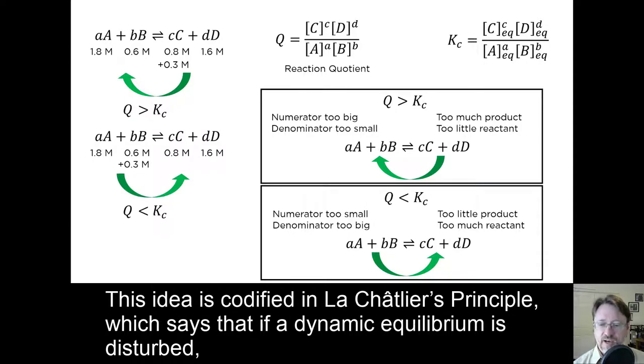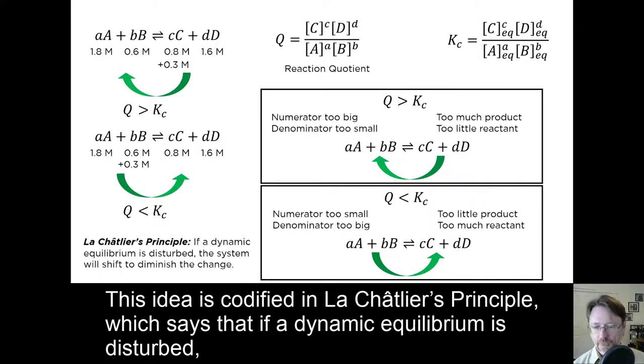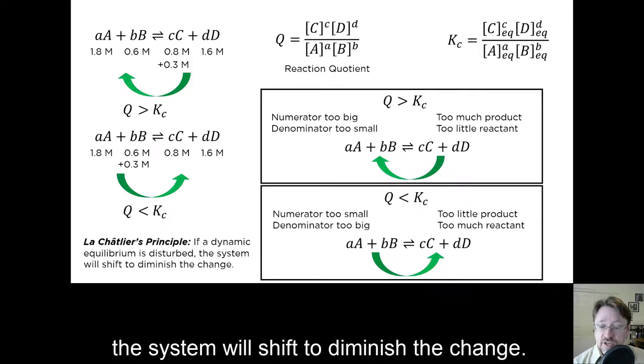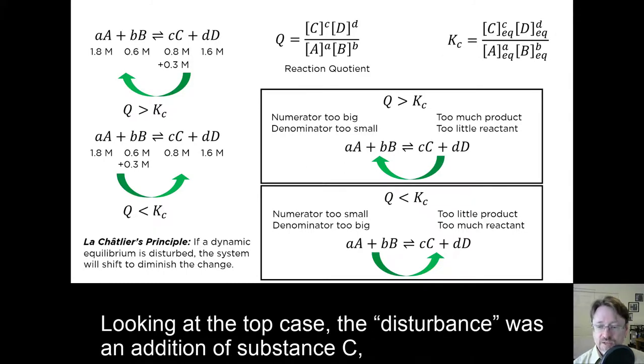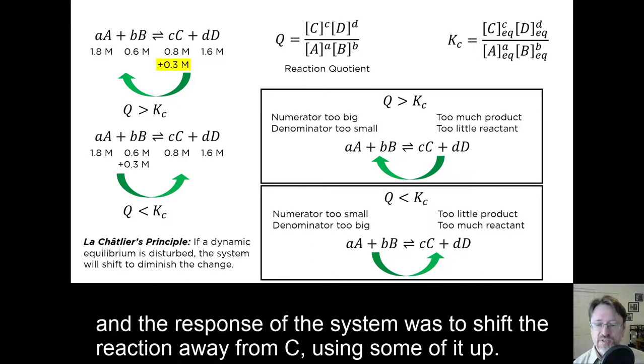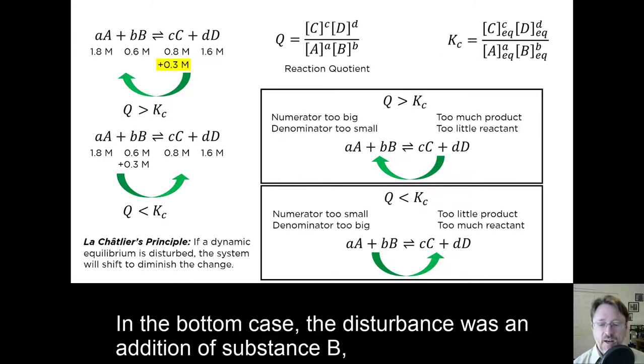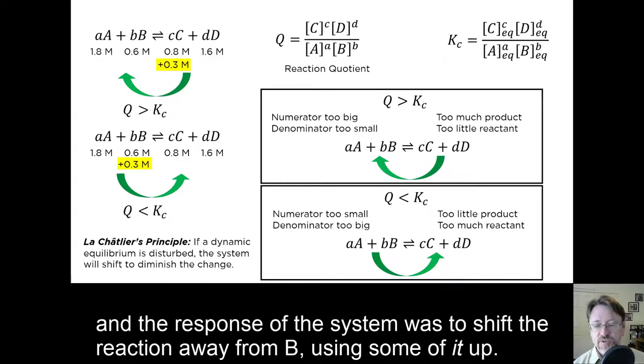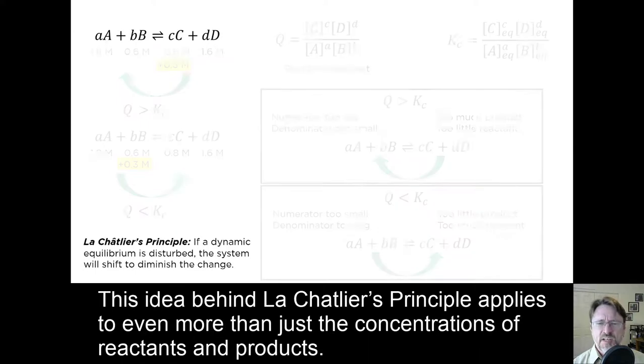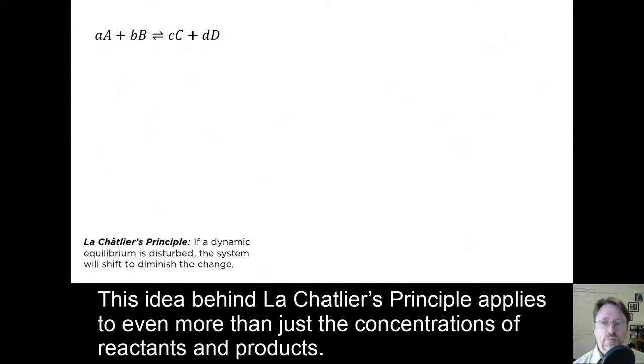This idea is codified in Le Chatelier's principle, which says that if a dynamic equilibrium is disturbed, the system will shift to diminish the change. Looking at the top case, the disturbance was an addition of the substance C, and the response of the system was to shift the reaction away from C, using some of it up. In the bottom case, the disturbance was an addition of substance B, and the response of the system was to shift the reaction away from B, using some of it up.